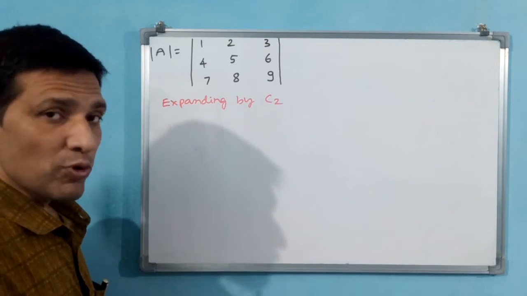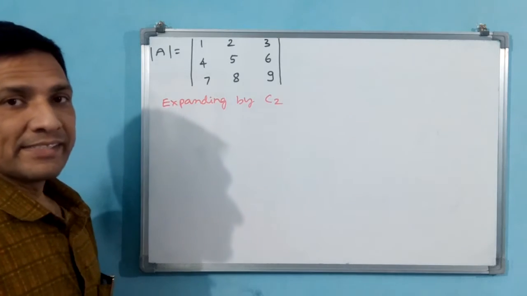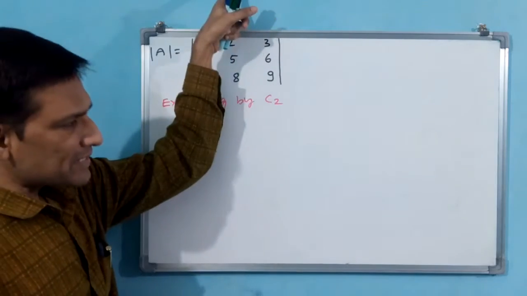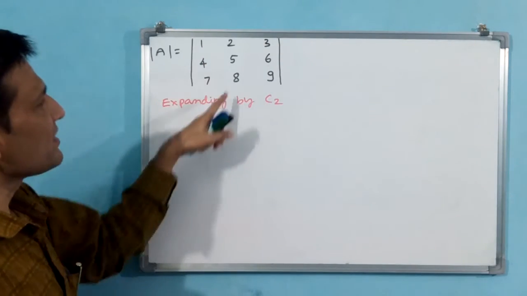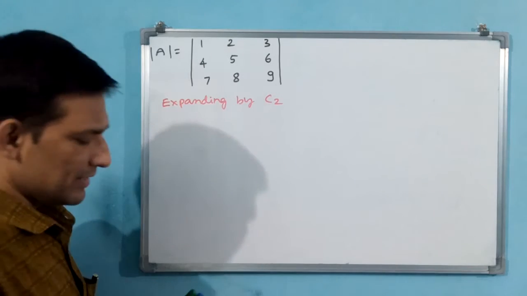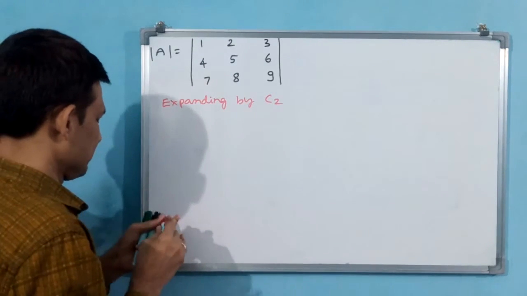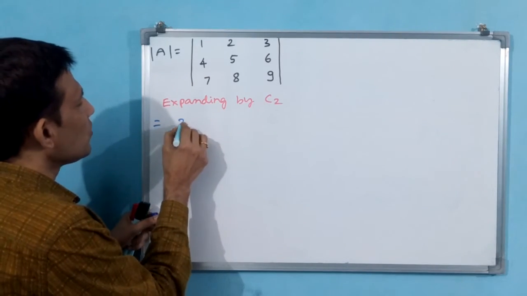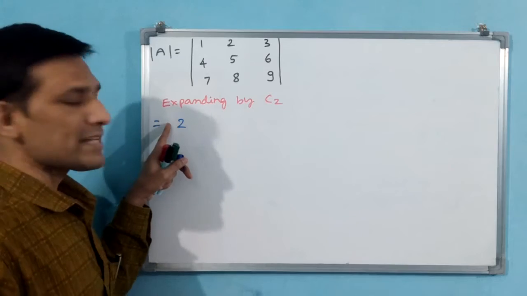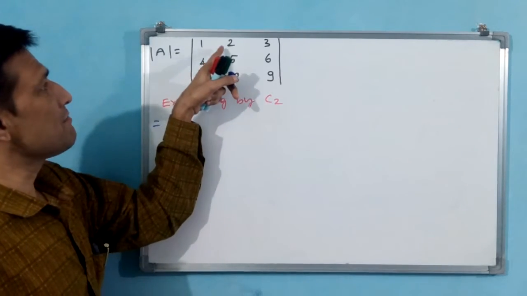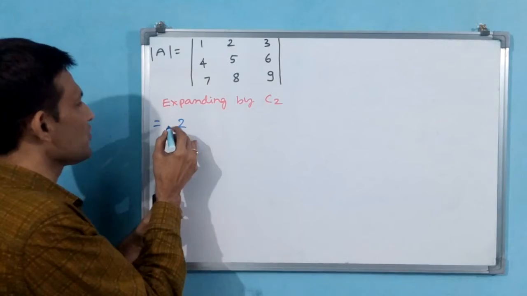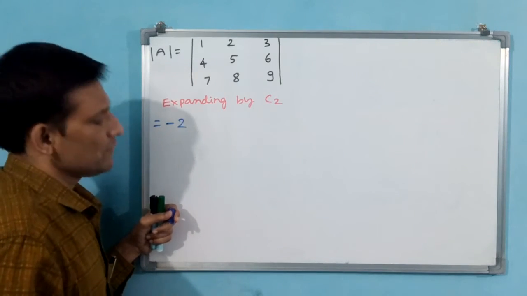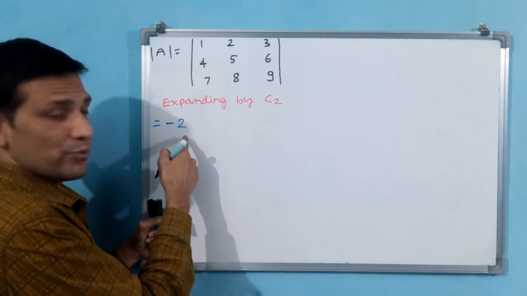Now if you are expanding C2, how to write? If a row is expanded, it goes left to right. Column expansion means top to bottom. Top to bottom, the column's top is 2. First write 2. See how I am writing. That is equal to 2. But what is the symbol for this 2? You see plus, minus, plus, so here minus is there. Then you write minus. You understand now? Write down minus 2 into.